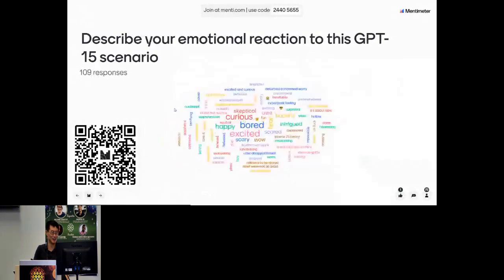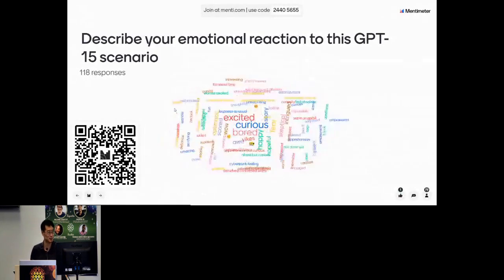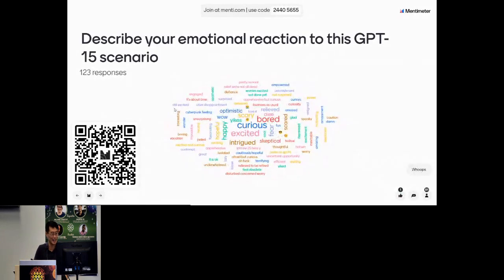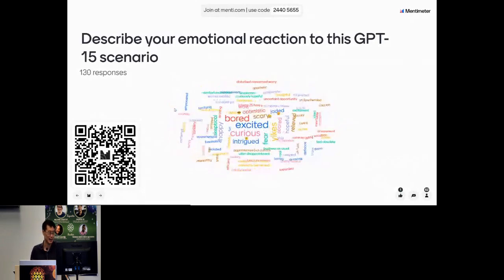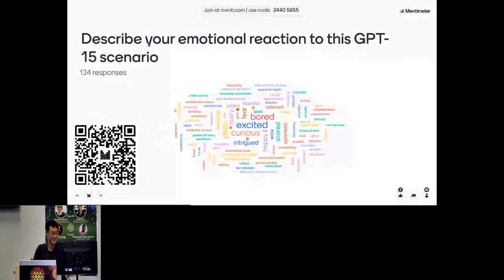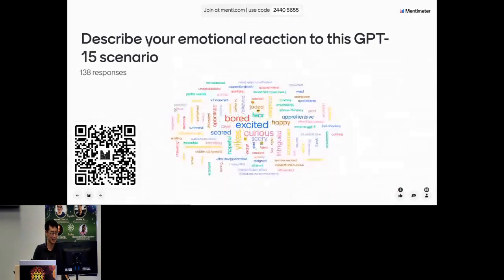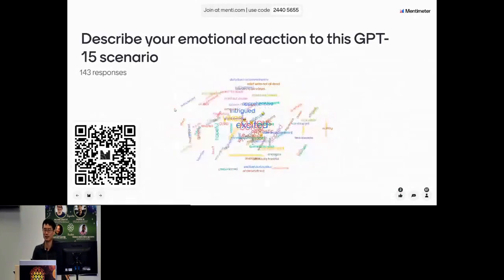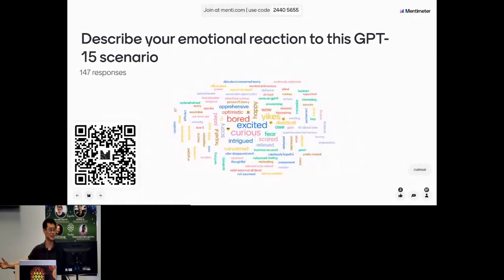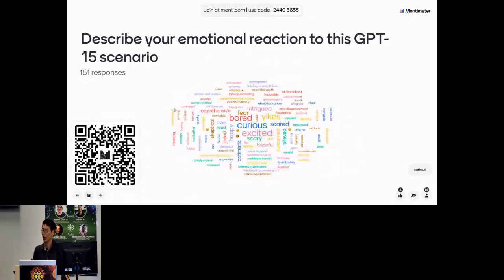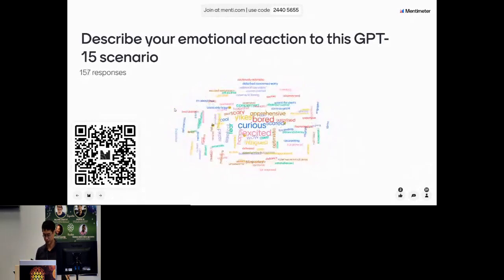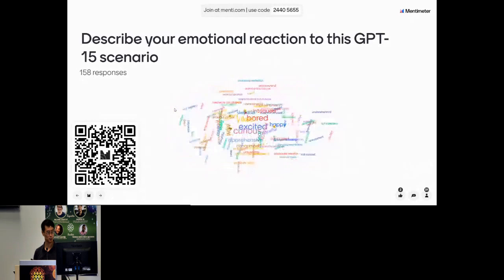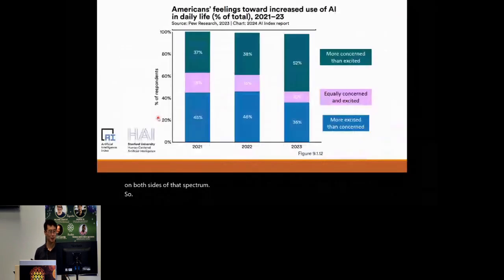Fantastic. As it continually updates with more people entering responses, we see a lot of excited and curious and intrigued and happy, so a lot of positive stuff going on here. And I also see some fear, yikes, scary, some apprehensive. So there's a whole spectrum of emotions. This is by no means a uniform response. And I bet many of you put in comments on both sides of that spectrum. And that roughly mirrors how people feel about AI today.